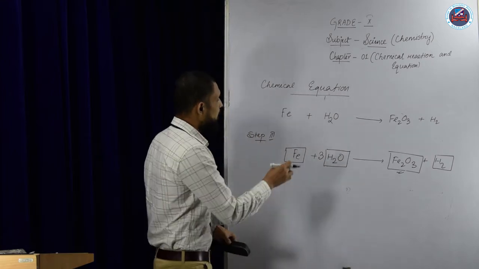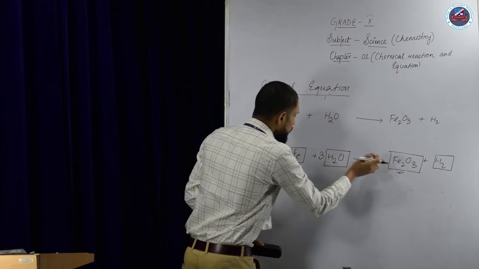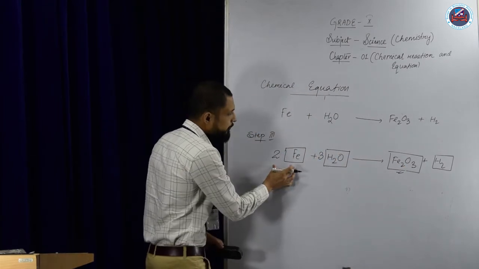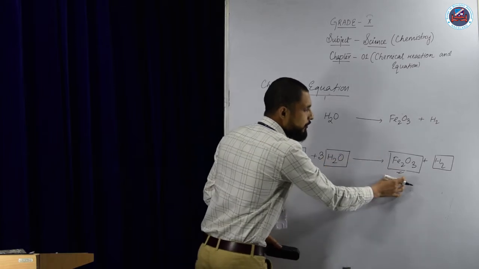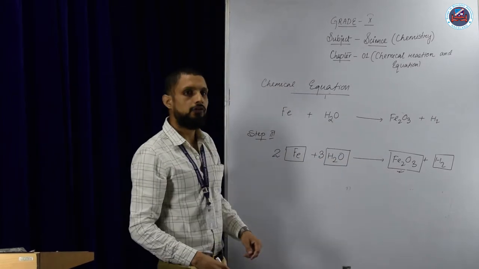Next we'll balance Fe. You have 2 Fe here, so we'll multiply this by 2. So now you have 2 Fe on the reactant side, 2 Fe on the product side. It's balanced. Next, let us check the hydrogen.